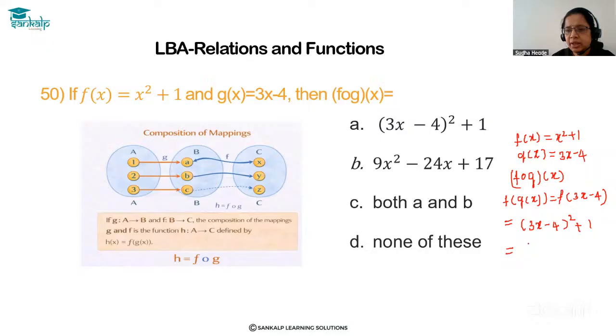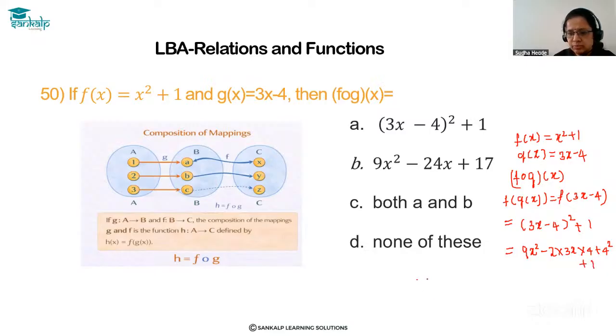How do you write a minus b whole square? It is a square minus 2ab plus b square. In place of a you have 3x. In place of b you have 4. So a square, that is 9x square, minus 2 into 3x into 4, plus 4 square, plus that 1 will be as it is.